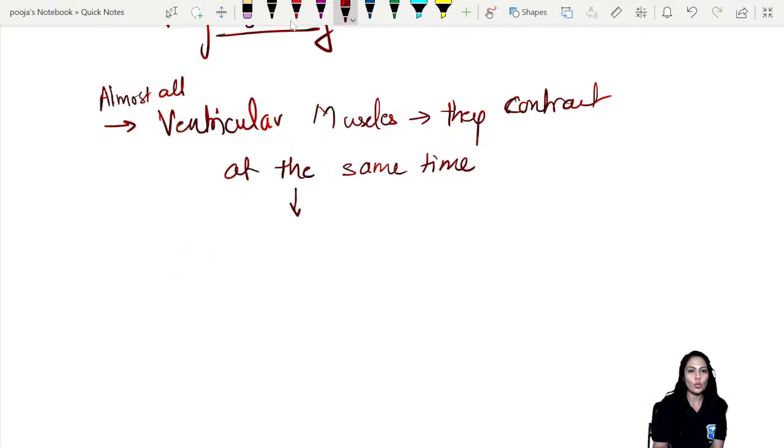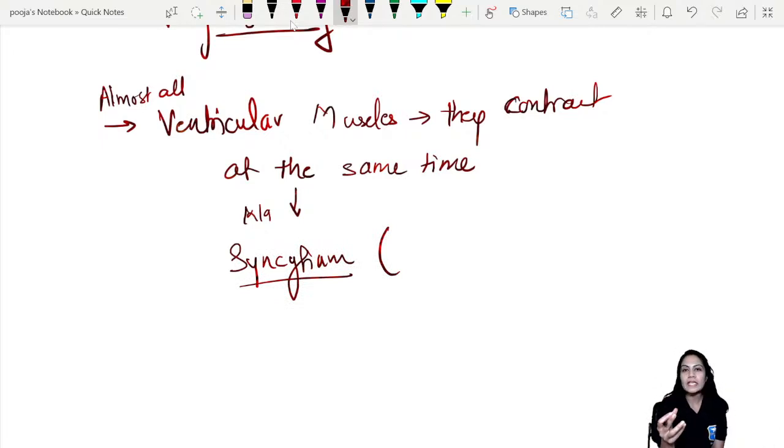So the heart is known as a syncytium. That means all of these muscles are going to contract at the same time, and that's why they are acting as a single unit, not as separate muscles, right? All the muscles act as the same unit, and that's why they are known as a syncytium. This is the fancy word for a single unit.